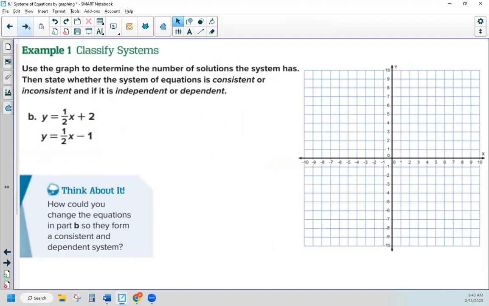All right. Part B. Here's part B. Same question, just part B.